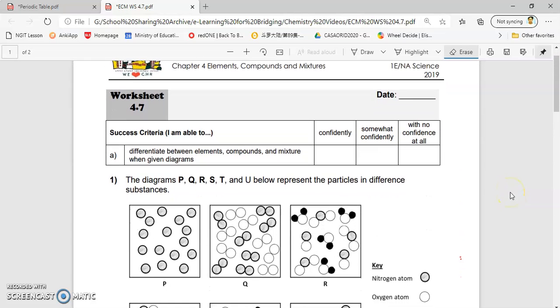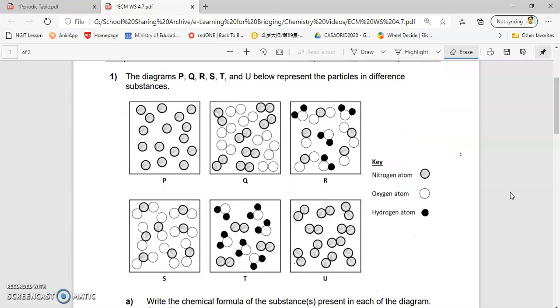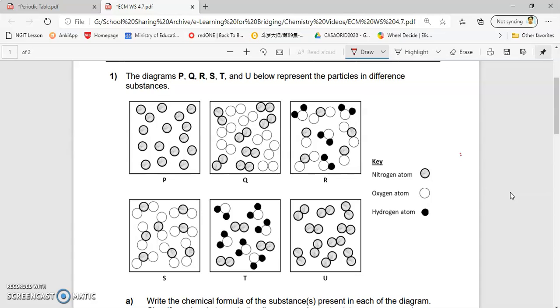Okay, now we're going to go on to worksheet 4.7. Key idea here: in the previous worksheet, we learned how to use the words, understand them, and then differentiate between element, compound, and mixtures. For now, we're going to look at diagrams. First thing, let's identify what the circles mean.